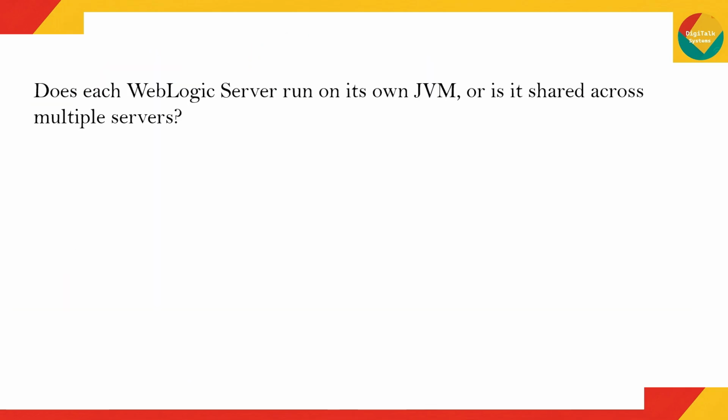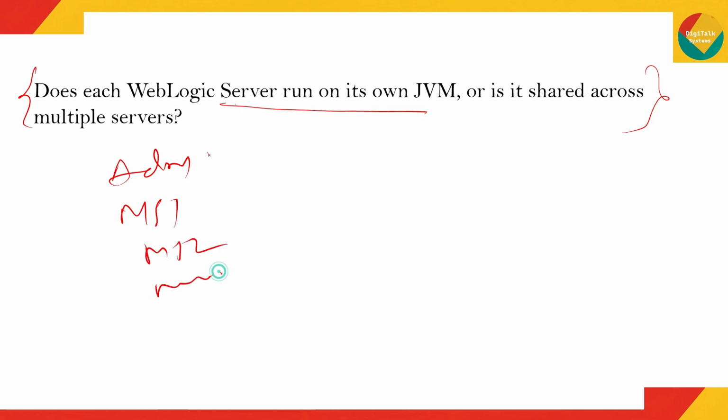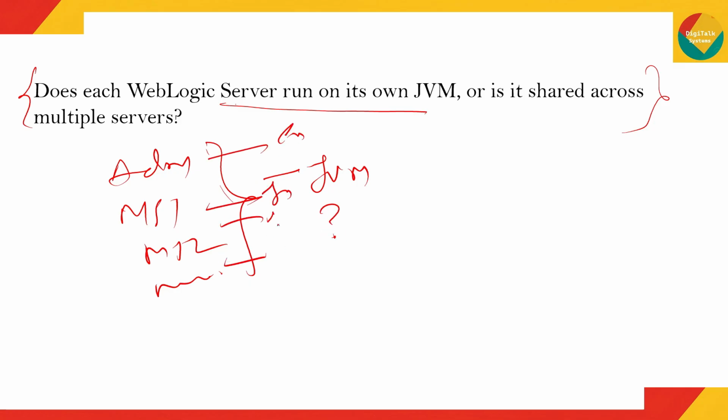Does each WebLogic server run on its own JVM or is it shared across multiple servers? This is a bit of a tricky question, just to confuse you. When we start any of the servers, for example, I am starting the admin server or I am starting the managed servers, will there be only a single JVM or will each have its own JVM? This is the question. Every server runs on its own JVM, right?